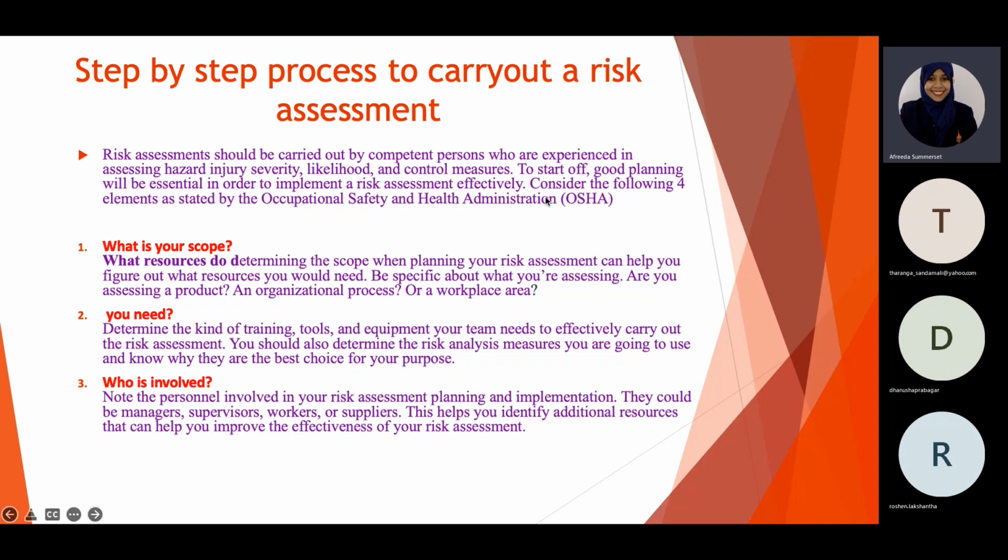So here they are saying, to carry out a risk assessment, you have to follow the OSHA, Occupational Safety and Health Administration policy. This is very, very important. You have to carry out the OSHA policy. So the first one is, what is your scope? When you say what is your scope, you need to know what resources you need. Determining the scope when planning a risk assessment can help you figure out what resources you would need.